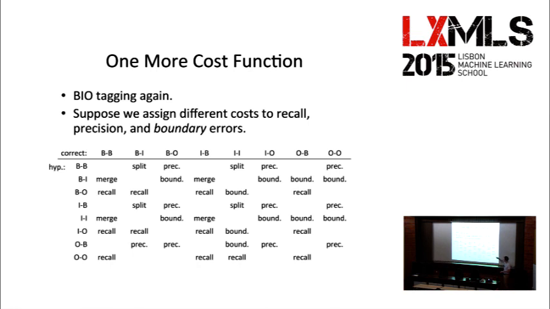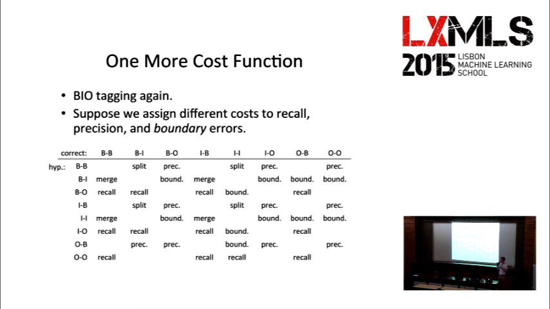I can change the costs for these different pairings. I can say that some of them cost more, and that might lead to a different decision when I do decoding. But notice that I have to look at pairs. I can't just look at single decisions, because the B and the I and the O only make sense in the context of what happens nearby. Yes?